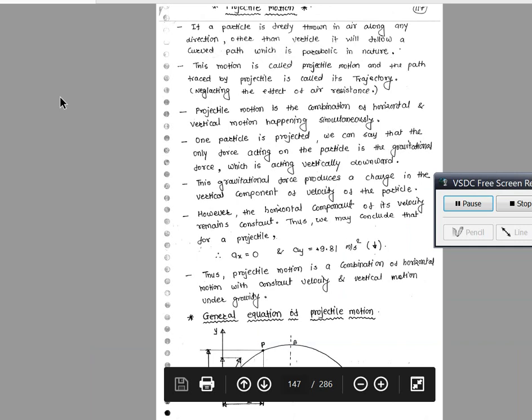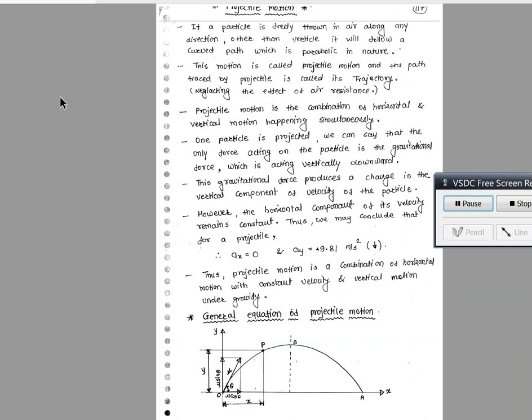Welcome everyone. Today we are going to cover the topic of projectile motion. When a body is in motion, that part will be covered in dynamics. And in projectile motion, definitely the body is in motion. So first of all, we will deal with the definition of projectile motion.